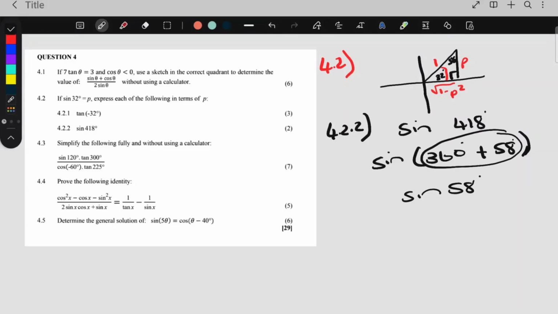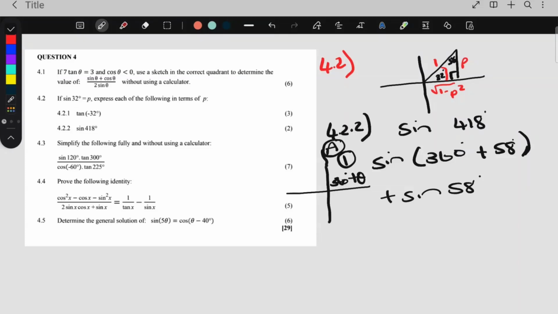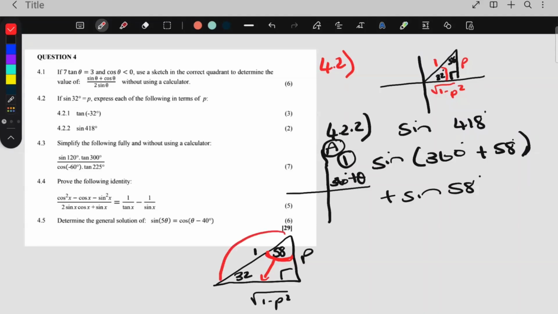So 360 plus an angle, if you go to your Cartesian plane, 360 plus an angle is in quadrant 1. And in quadrant 1, all my functions are positive. So this is a positive sine 58. So now I ask myself, after I've reduced, is there 58 in my triangle? I'm going to stand by 58. If you're standing here, then this is the opposite, and this is the hypotenuse. So my final answer here is a positive opposite, which in terms of p is p over 1. You can leave it like that, or you can just write your answer like that. And that's for 2 marks.